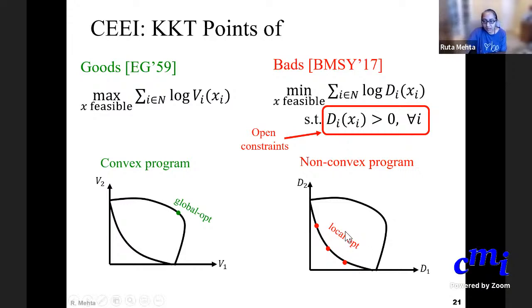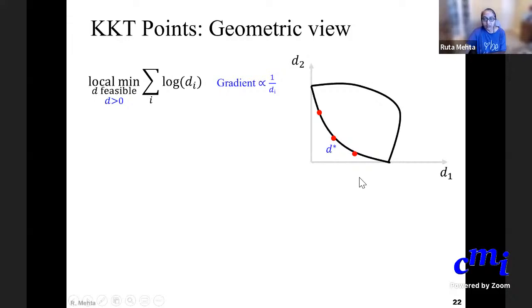Okay, but we also have to avoid these obvious minima, which are when one of the coordinates is 0, one of the di of xi is 0. Okay, so that also has to be avoided. So some kind of boundary has to be avoided. Okay, so this is where we are.